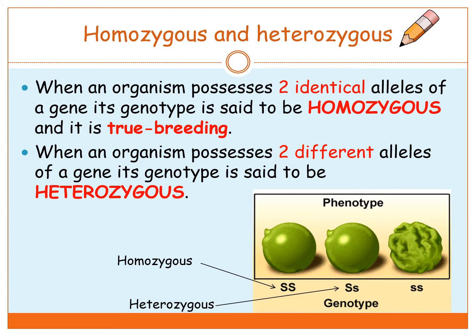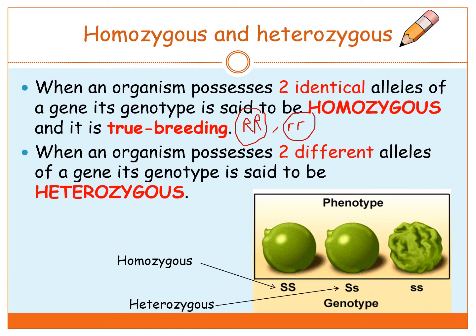The next thing that you need to know is the difference between the terms homozygous and heterozygous. When an organism possesses two identical alleles of a gene, its genotype is said to be homozygous, and it's also said to be true breeding. So this can be, for example, capital R or small r, because both the alleles are the same. It doesn't matter which letter is used because it just represents the alleles of a gene.